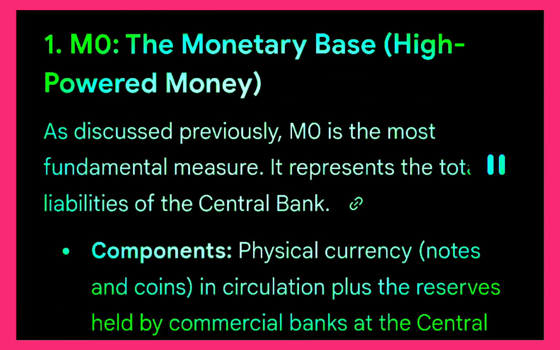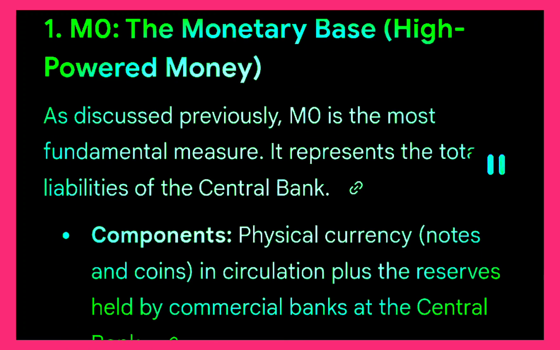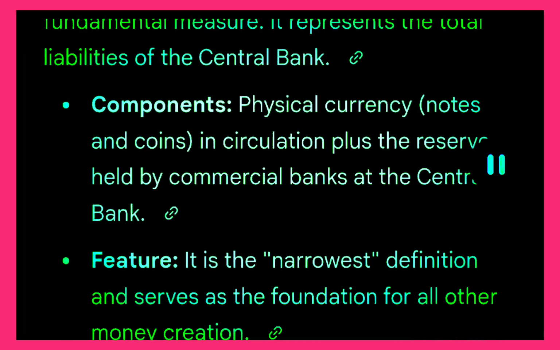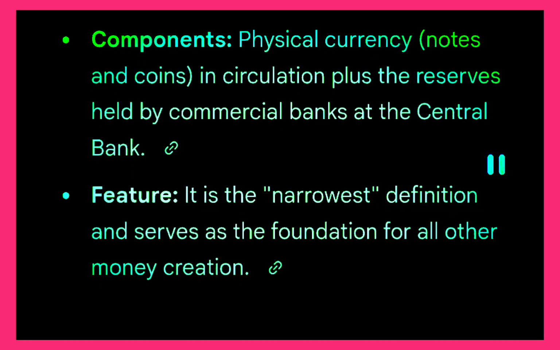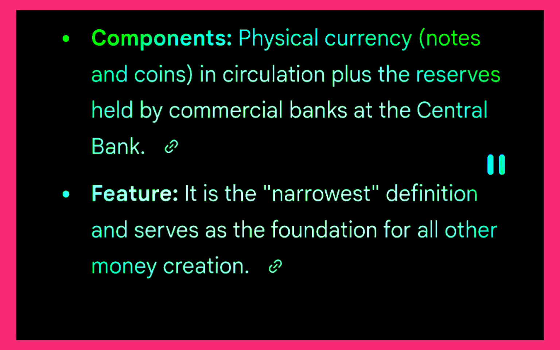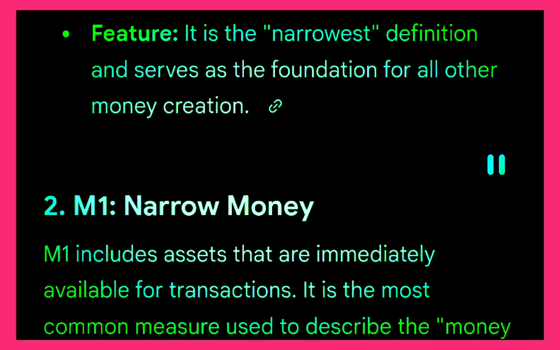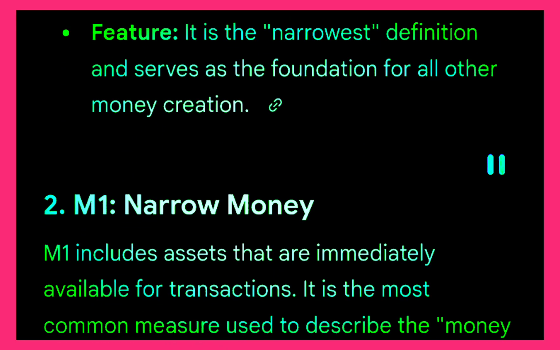1. M0, the monetary base, high-powered money. As discussed previously, M0 is the most fundamental measure. It represents the total liabilities of the central bank. Components: physical currency, notes and coins, in circulation plus the reserves held by commercial banks at the central bank. Feature: it is the narrowest definition and serves as the foundation for all other money creation.